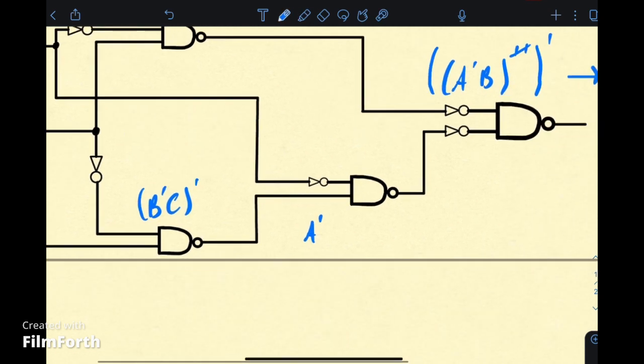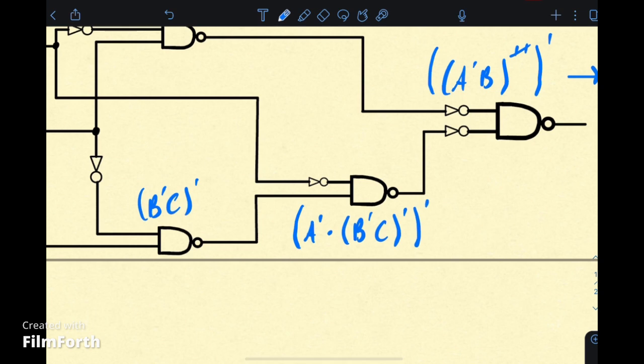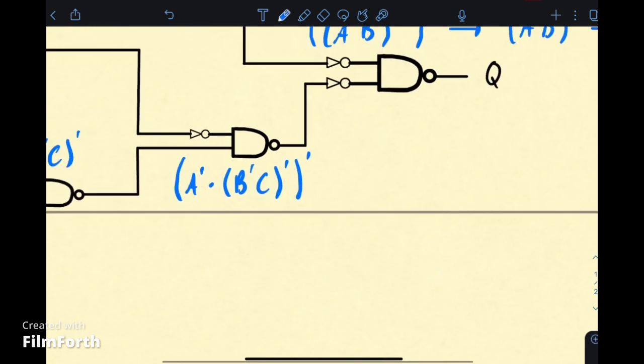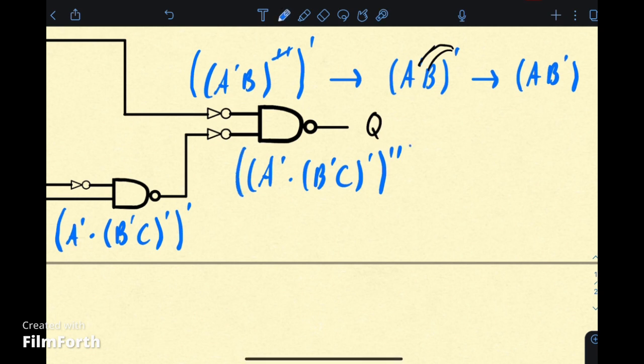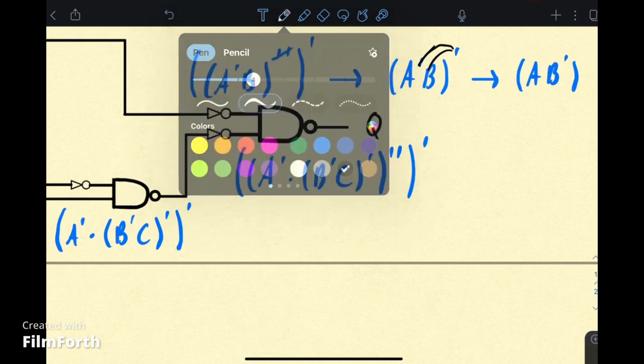That is ANDed with parentheses, complement of B and C complemented, and then you bubble this up, or you add another parentheses because of the complement bubble. Bring this term up over here to be complemented twice more. So complement of A, complement of B and C, complement, add another complement for the NOT gates, and then another set of parentheses with a complement for the bubble. And from here, you can simplify. So cancel these two.